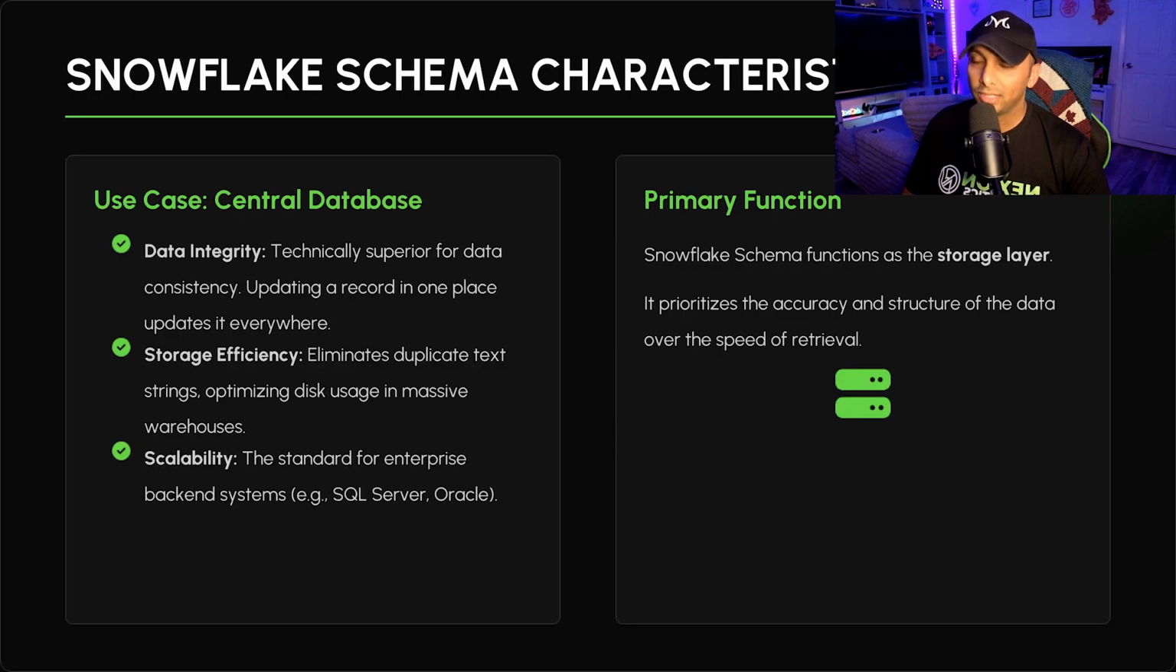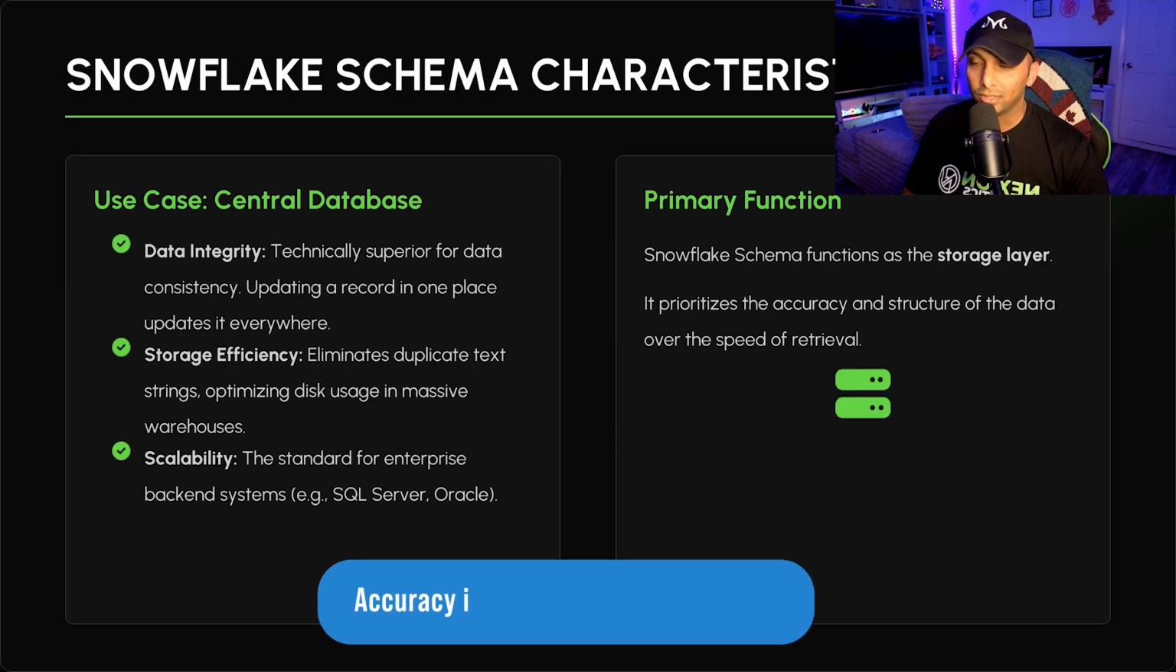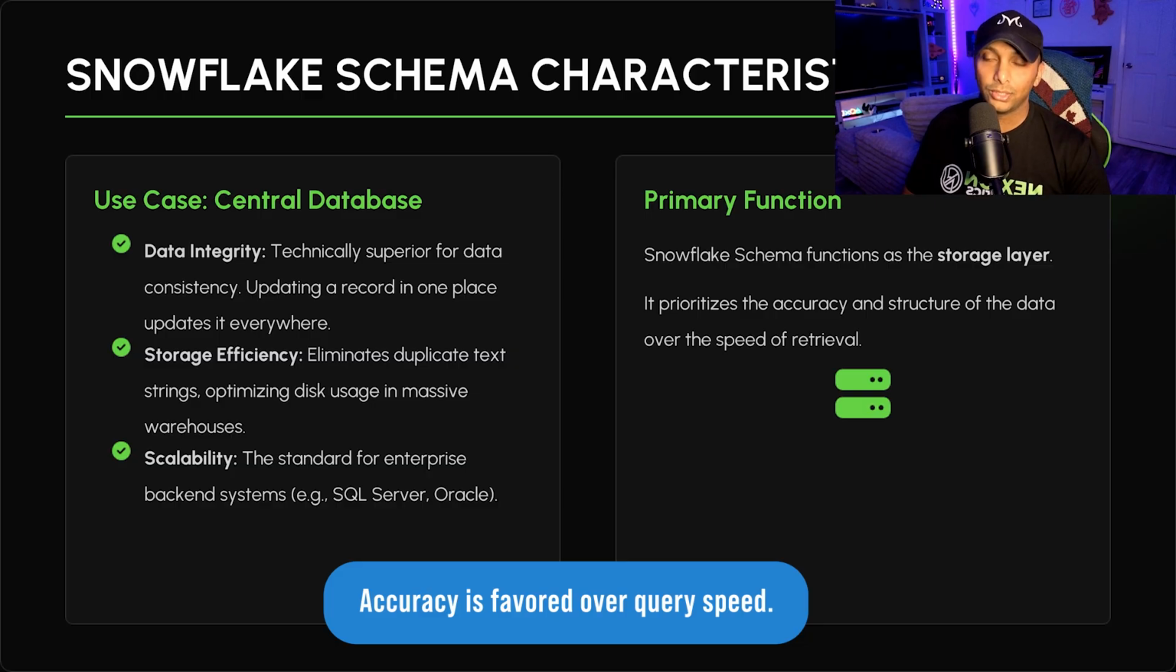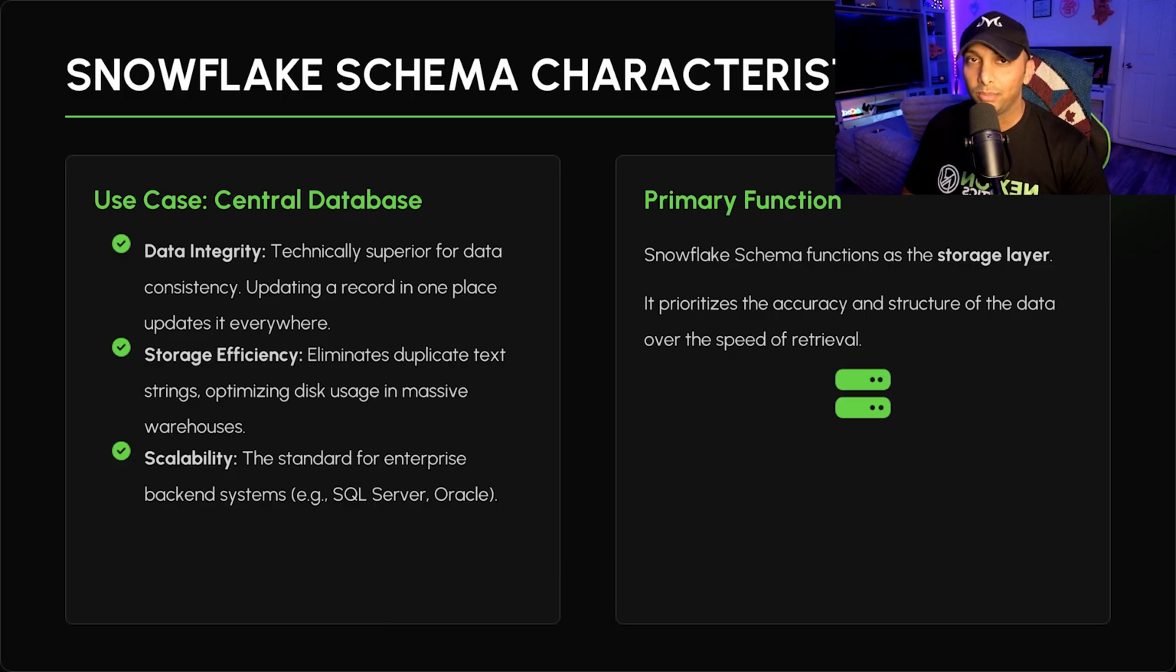All right, so Snowflake Schema functions as a storage layer. For integrity, it enforces strict referential integrity, so you cannot delete a category if products are still assigned to it. For scalability, it's also the standard for SQL Server and Oracle because it minimizes the storage footprint. And it's also technically a superior method for keeping and fetching data as well.